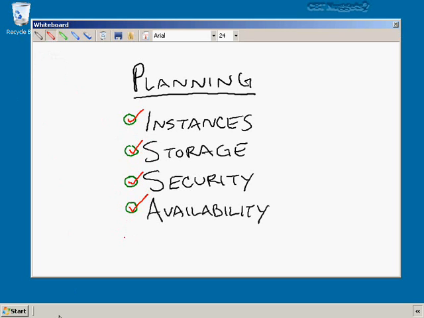By considering all of these things in your planning, you can then go on to make smart decisions when you actually begin the installation, so that your installation is set up for success from the very beginning.